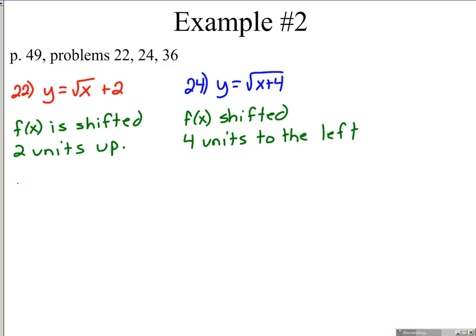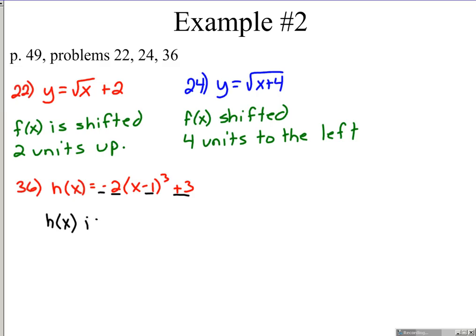Our final one here, looking at 36. H of x equals -2 times x minus 1 cubed plus 3. Now here with this one, we have all 4 transformations. I have something added or subtracted directly from x, something added or subtracted from the whole function. I have a new coefficient on the whole function, and I have a negative out front. So we need to account for all 4 of those when we do our written explanation.